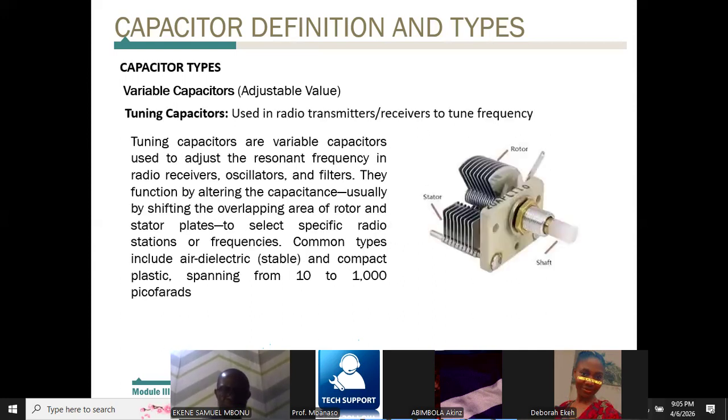Finally, on capacitors, we have tuning capacitors. Tuning capacitors are variable capacitors used to adjust the resonant frequency in radio receivers, oscillators, and filters. So definitely these are industrial capacitors. They function by altering the capacitance, usually by shifting the overlapping area of rotor and stator plates to select specific radio stations or frequencies. I need to say that some of these things are automated now.